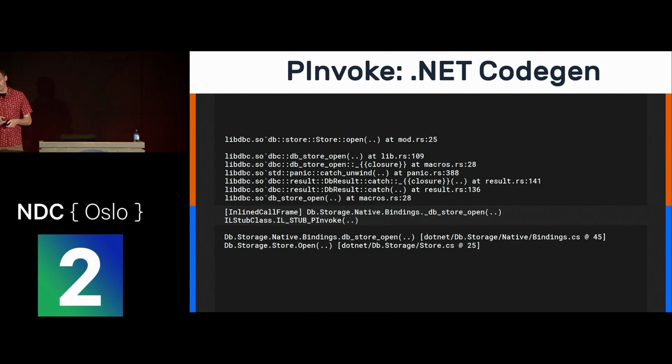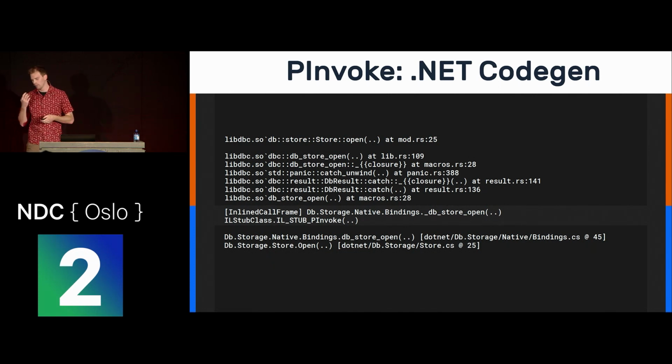So the PInvoke is that little IL stub PInvoke there. We don't actually write that. That is generated for us by the .NET runtime. And that's also a place for special marshalling to occur for arguments that need to be converted into an ABI compatible representation. So below that PInvoke, we have our C# stack trace, and above that PInvoke, we have our Rust stack trace for the function that we actually called.